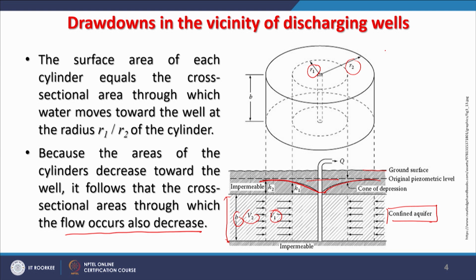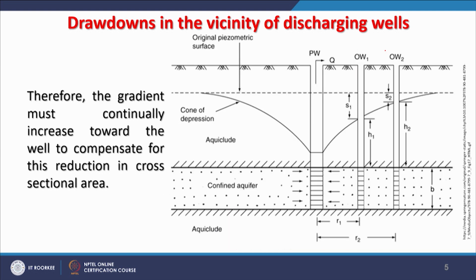So, our cross-sectional area is reducing once the pumping starts and the cone of depression starts developing into a deep cone of depression. Therefore, the gradient must be continuously increasing towards the well to compensate for the reduction of cross-sectional area. So, because the cross-sectional area has reduced, the cone of depression is developing.